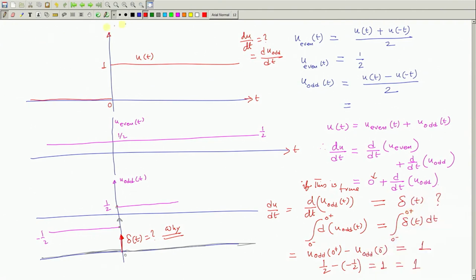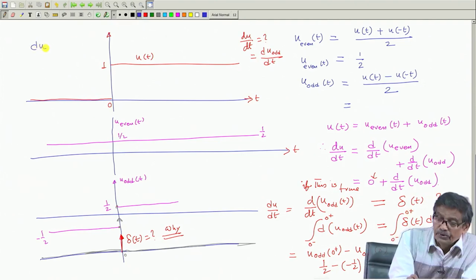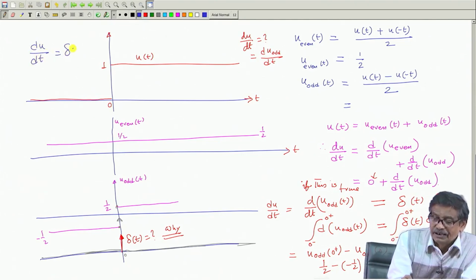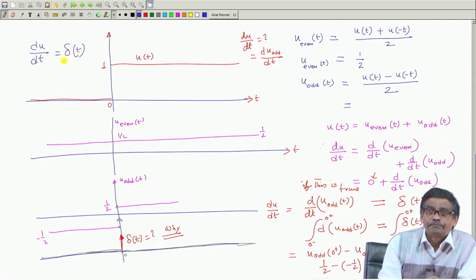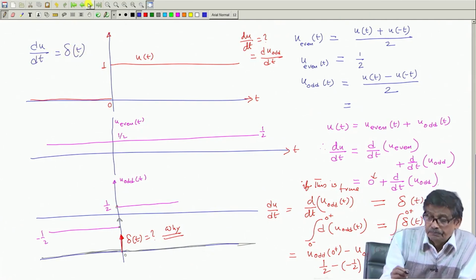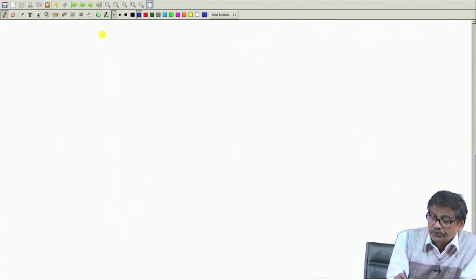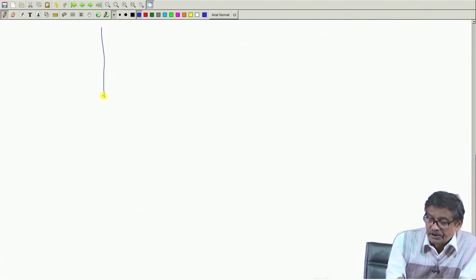So, the summary of this whole exercise is that du/dt will give you an impulse. So, it was your unit step function here.